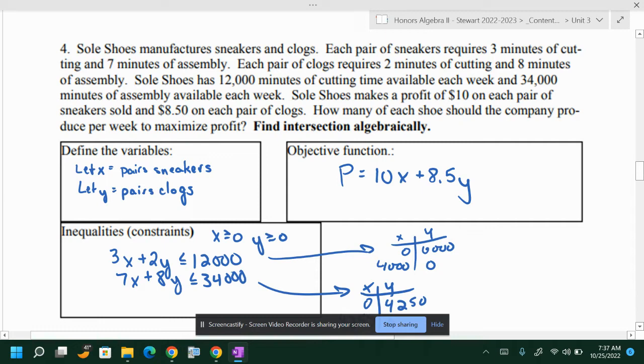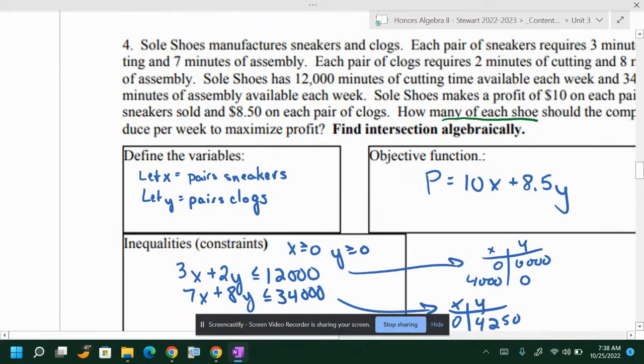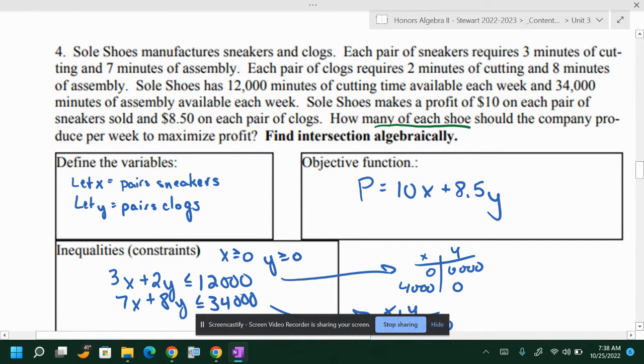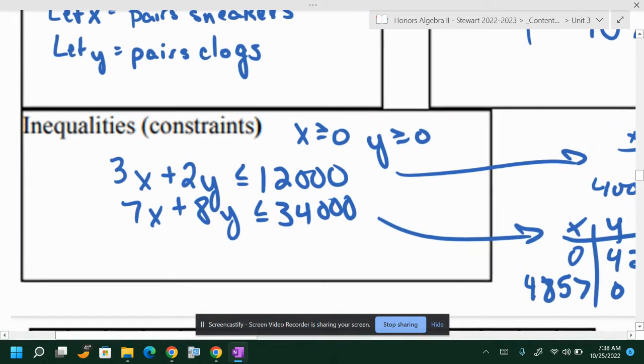Find the intersection algebraically. Here we're mainly looking for our maximum profit. So the first thing we want to do again is to find our variables. How many of each shoe should the company make? Right there is the big thing that tells us what our variables are going to be, each shoe. So we're going to let X be our pairs of sneakers and Y be our pairs of clogs. From there, we're going to look at cutting time and assembly in order to create our 2 inequalities.